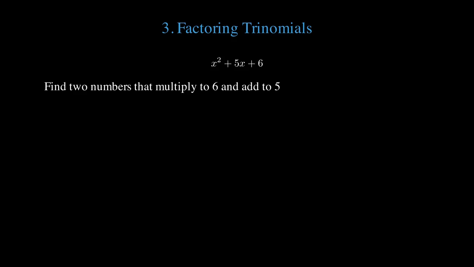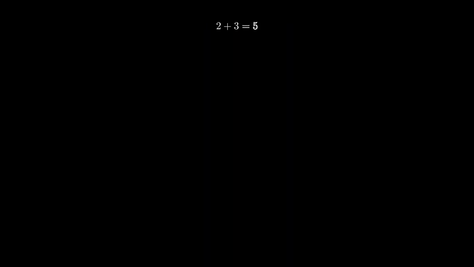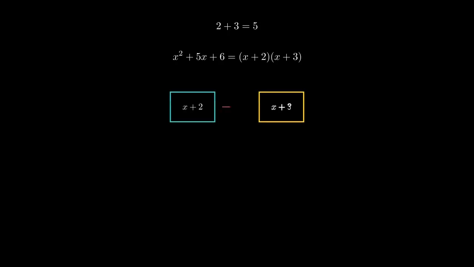Now let's learn how to factor trinomials, which are three-term expressions. Consider the trinomial x squared plus 5x plus 6. We need two numbers that multiply to 6 and add to 5. 2 times 3 equals 6, and 2 plus 3 equals 5. So x squared plus 5x plus 6 factors into x plus 2 times x plus 3. These two binomial factors multiply together to give our original trinomial.